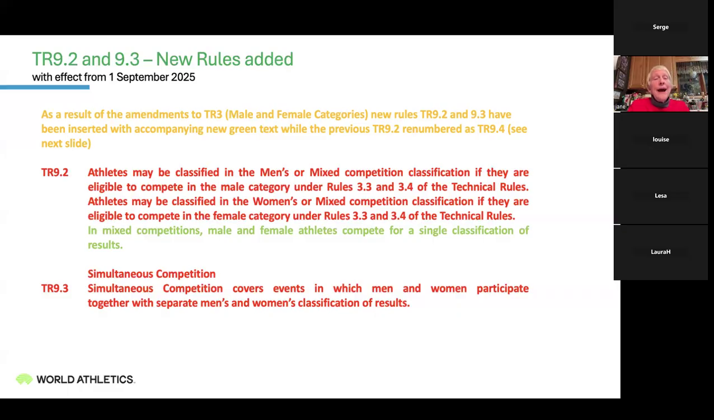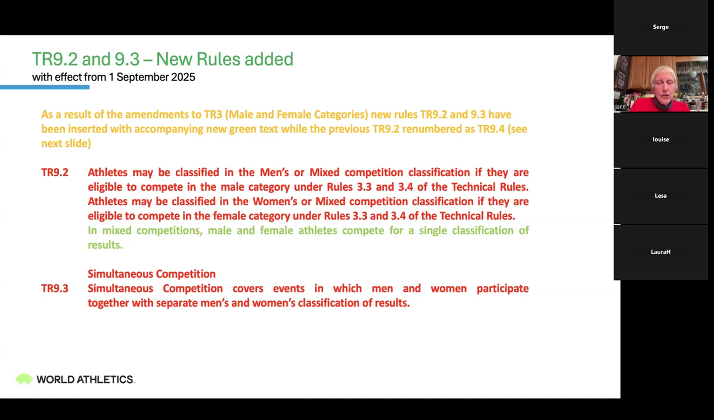TR 9.2 now reads, athletes may be classified in the men's or mixed competition classification if they are eligible to compete in the male category. Athletes are classified in the women's or mixed competition classification if they are eligible to compete in the female category. In mixed competitions, male and female athletes compete for a single classification of results. So think of the 4x1, the 4x4, the mixed relay teams.